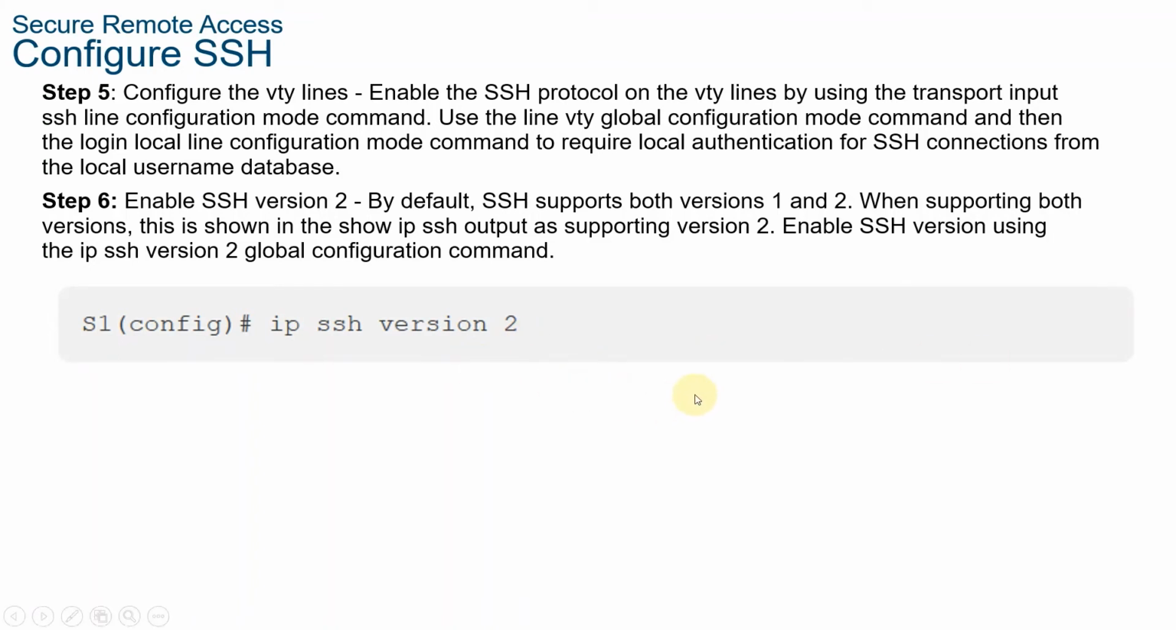All right, step number 6, enable SSH version 2. By default, SSH supports both version 1 and 2. When supporting both versions, this is shown in the show ip ssh output as supporting version 1.99. So enable SSH version 2 using the ip ssh version 2 global configuration command. Okay, so something like ip ssh version 2.